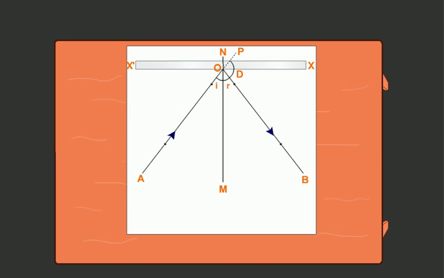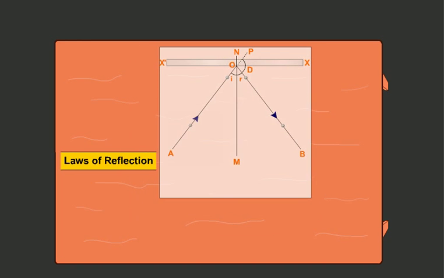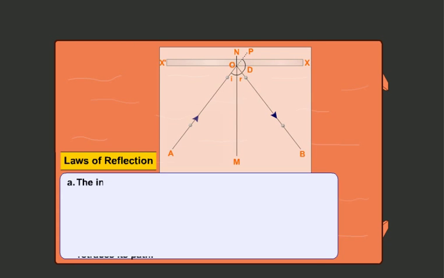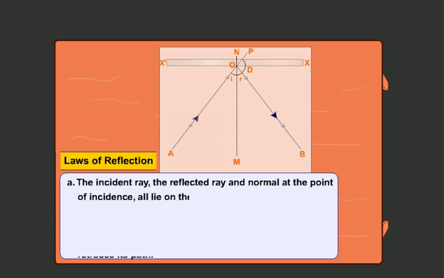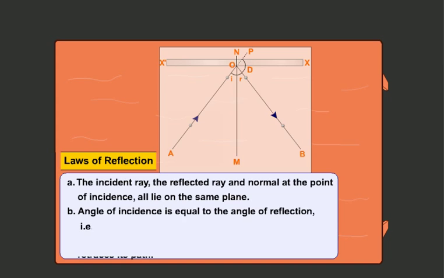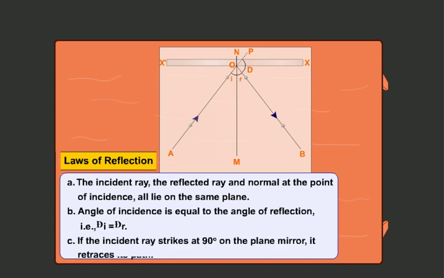If we perform an experiment to measure the 2 angles, that is, the incident angle and the reflected angle, we find them equal. Students, from the above description, we conclude the following laws of reflection. That is, the incident ray, the reflected ray, and the normal at the point of incidence all lie on the same plane. The angle of incidence is equal to the angle of reflection. That is, angle I is equal to angle R. If the incident ray strikes at 90 degrees on the plane mirror, it retraces its path.